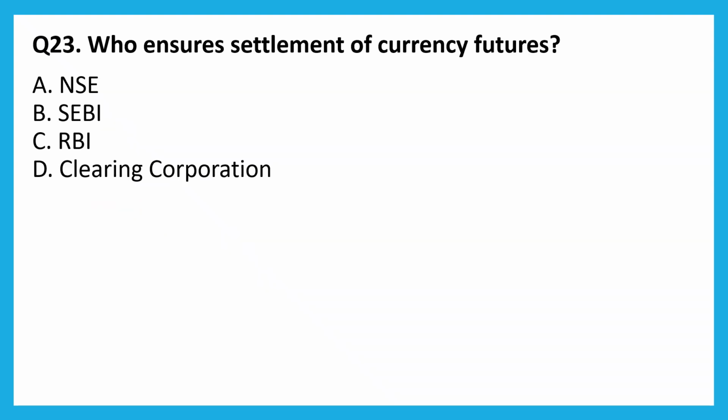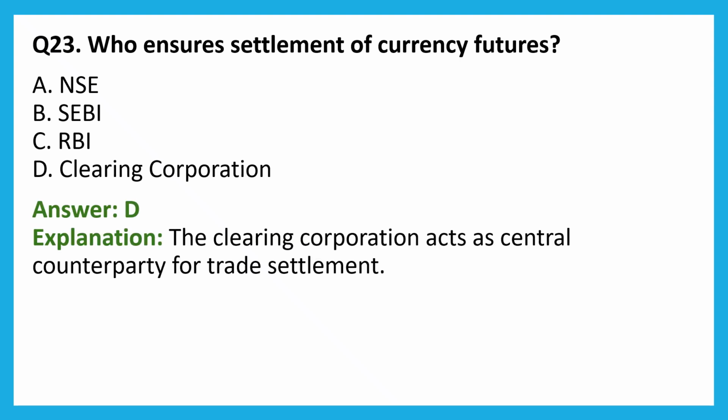Next question. Who ensures settlement of currency futures? Option A, NSE. Option B, SEBI. Option C, RBI. And option D, Clearing Corporation. Correct answer is option D. Clearing Corporation acts as central counterparty for trade settlement.